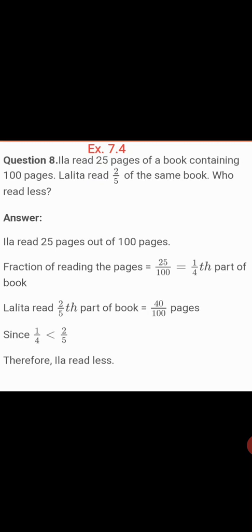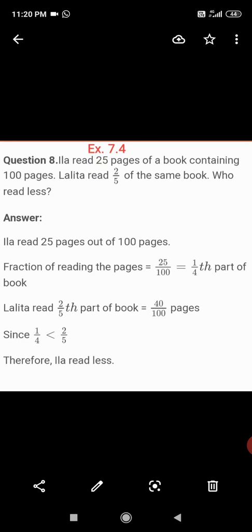Now solve it. Ela read 25 pages out of 100 pages. The fraction of pages read means 25 divided by 100. Now divide 100 by 25 and we get 4. Therefore, the fraction is 1 by 4th part of the book. Here, Lalita read 2 by 5 part of the book. Therefore, the fraction is 40 divided by 100 pages.